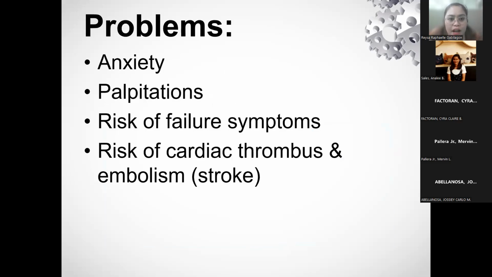So what problems may a person experiencing atrial fibrillation have? Since there is an abnormal heartbeat, the patient may experience anxiety and, of course, palpitations. And because the beating of the heart is abnormal, the patient is also at risk of heart failure. The heart gets damaged because the beating of the atrium and the ventricle is no longer synchronized. There is also a risk of cardiac thrombus and embolism that may lead to stroke.